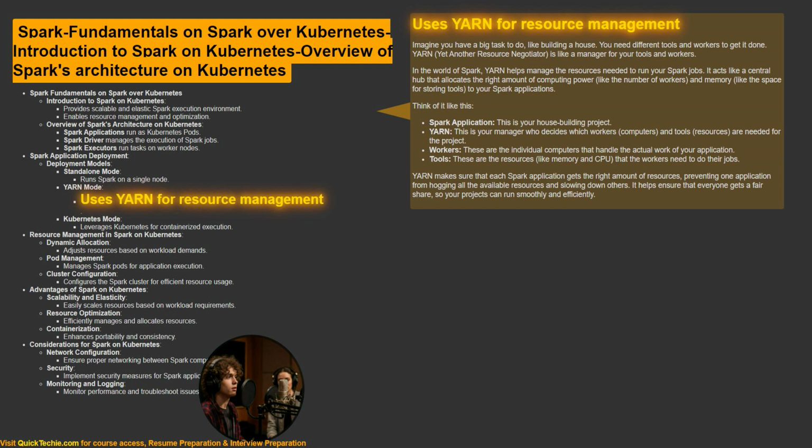Yarn makes sure that each Spark application gets the right amount of resources, preventing one application from hogging all the available resources and slowing down others. It helps ensure that everyone gets a fair share, so your projects can run smoothly and efficiently.